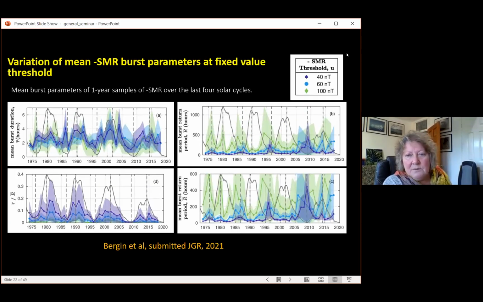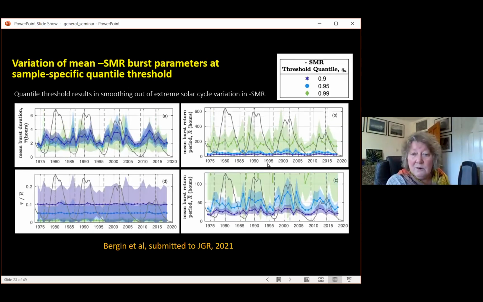Of course, to be clear, when I talked about thresholds, I talked about a straight line. I drew a straight line on my plot and said it's a value, and that's what we just looked at here. So these different colors were 100, 40, 60 nanotesla. You could say, we know the quantiles were going up and down with the cycle, so why not instead choose a threshold which is the quantile? Now the threshold will go up and down with the solar cycle.